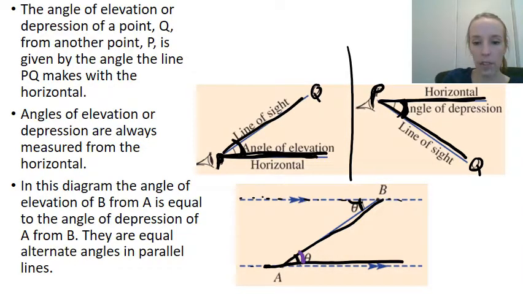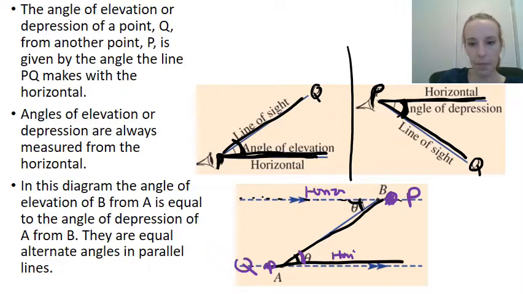This is your angle of elevation because this would be P, this would be Q, and this is your horizon. That angle of elevation is going to be equal to the angle of depression. If you swap that around and you now have P here and you're looking down at Q and this is now your horizon, that angle would also be the same. Those are equal alternate angles there. That could be useful for some of these questions.